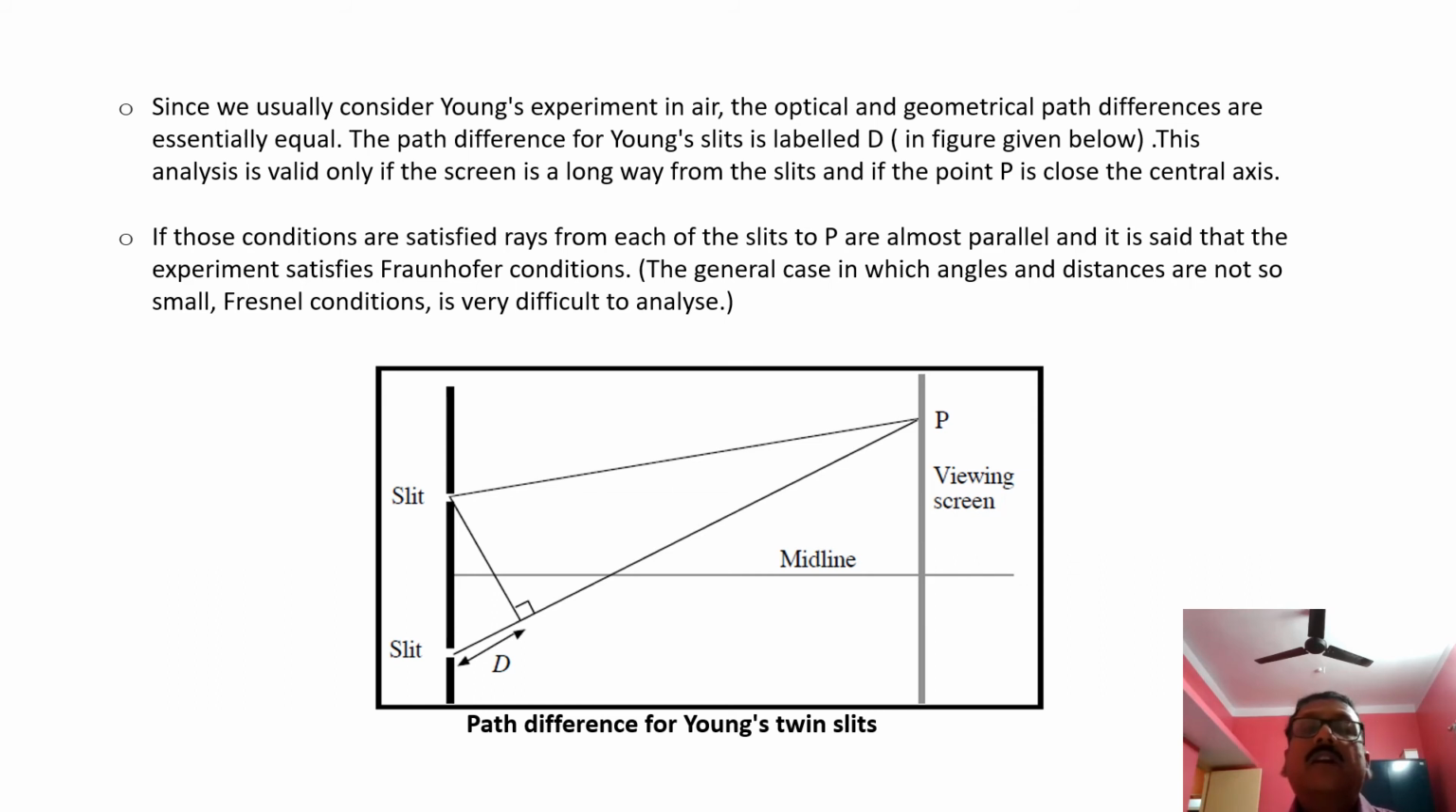We usually consider Young's experiment in air, where the optical and geometrical path difference are essentially equal. The path difference for Young's slit is d sin theta. This analysis is valid only if the screen is a long way from the slits and if the point P is close to the central axis. If those conditions are satisfied, rays from each of the slits to P are almost parallel, and it is said that the experiment satisfies Fraunhofer diffraction.